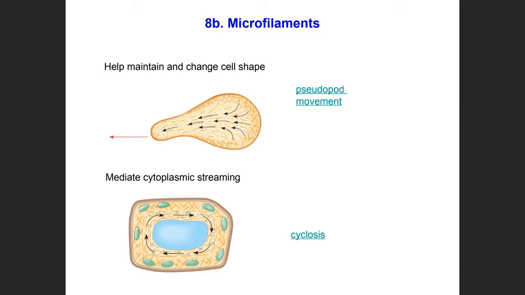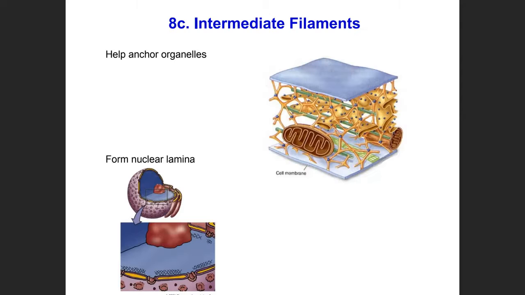The intermediate filaments have a diameter that is between the largest one, the microfilament, and the smallest one, the macrofilament. We have the intermediate filament. Their job is also to maintain the shape, but it also helps attach the organelles.